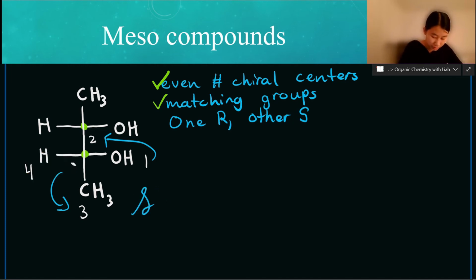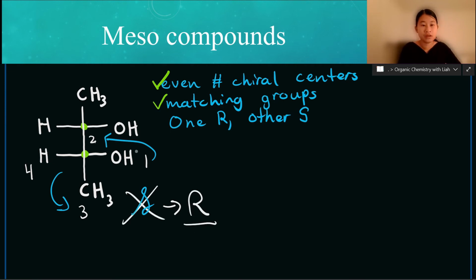However, because hydrogen in this Fisher projection is on a horizontal line, we need to switch our configuration, S to R. So it is not S, but it is R. For Fisher projections, you need to remember to change your configuration if the hydrogen is on the horizontal line.